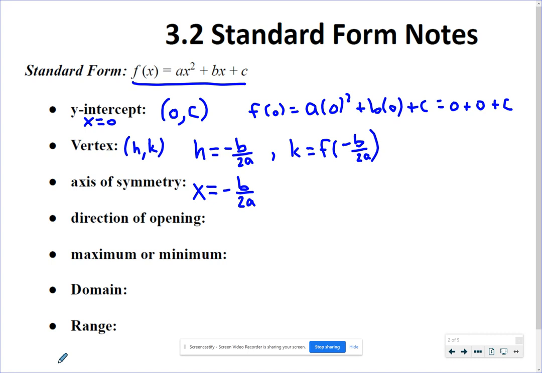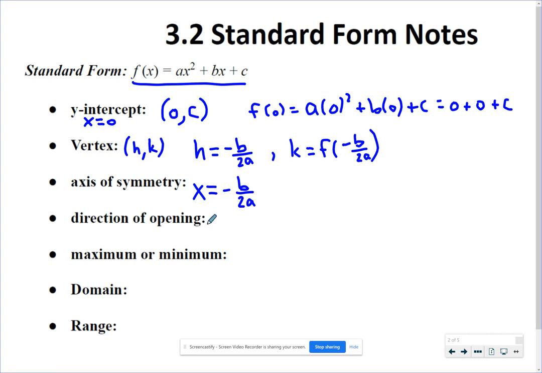All right, so remember our axis of symmetry is the vertical line through the vertex. It's going to be x equals h, or x equals negative b over 2a, because in standard form, the h is negative b over 2a. So the axis of symmetry is x equals negative b over 2a.